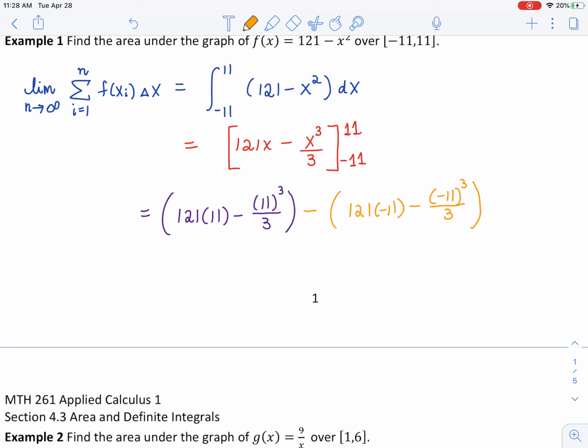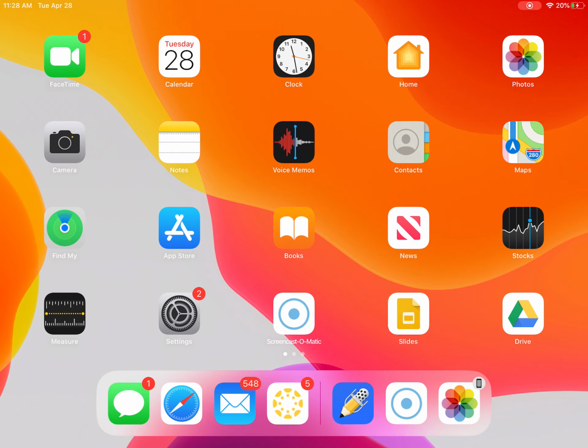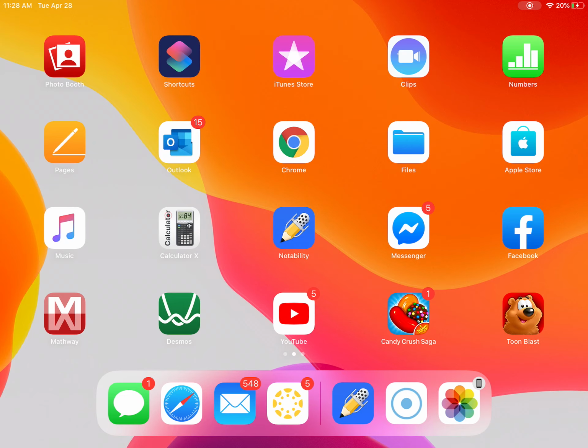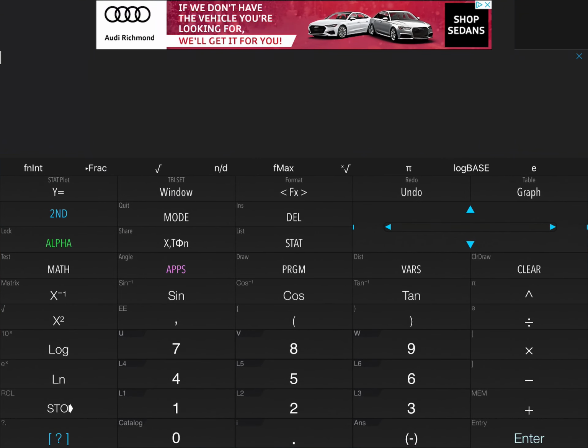Okay, so now what we are looking at is nothing more than cubing numbers, multiplying and subtracting. At this point, we can go ahead and just type this into our scientific calculator. Let me do that with you. I'm going to take a picture of these. Let me go ahead and see. Oh, there it is. All right, type in the purple minus orange part that I set up: 121 times 11 minus a fraction, 11 to the third power over 3. Oopsies.